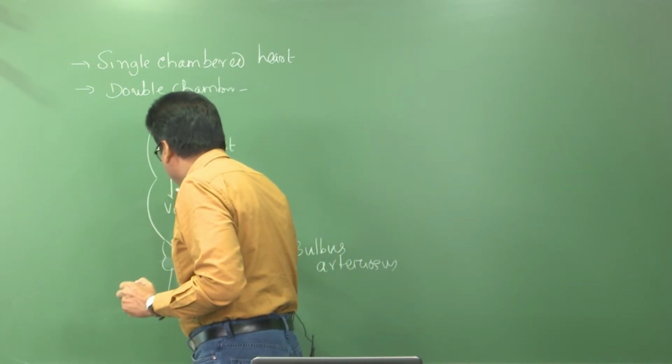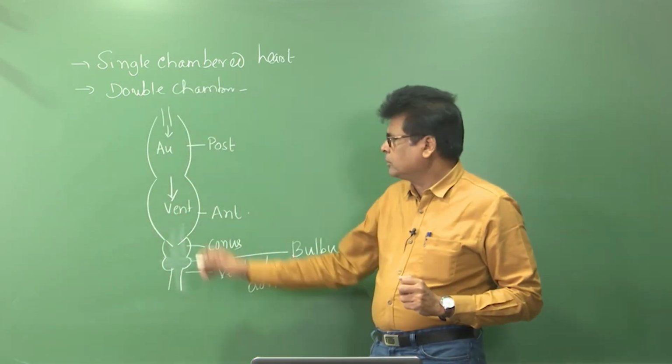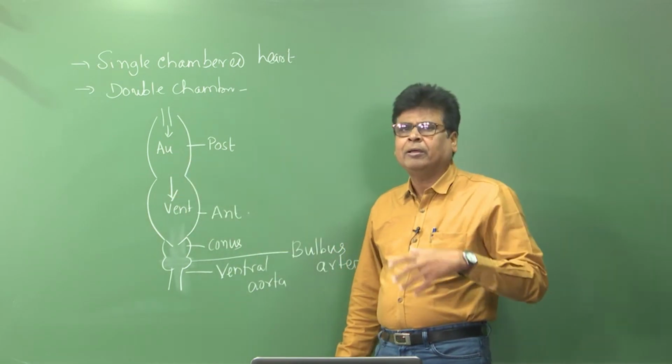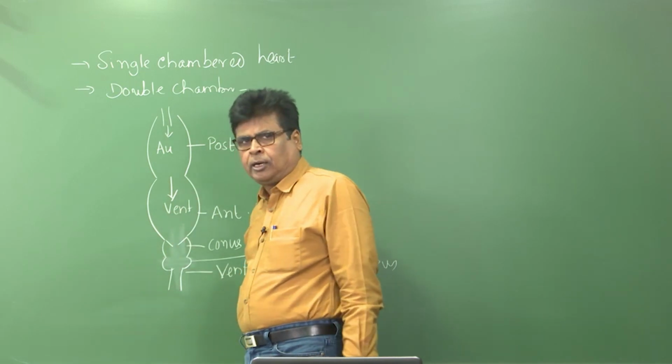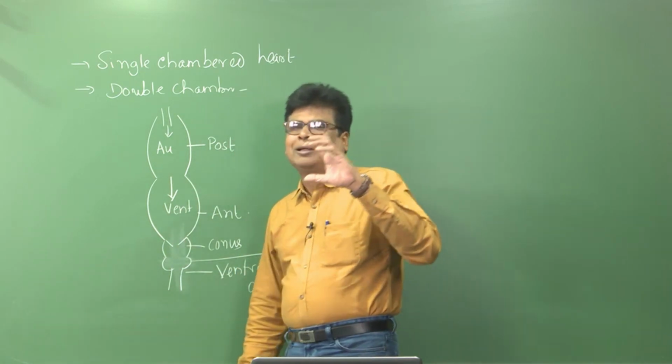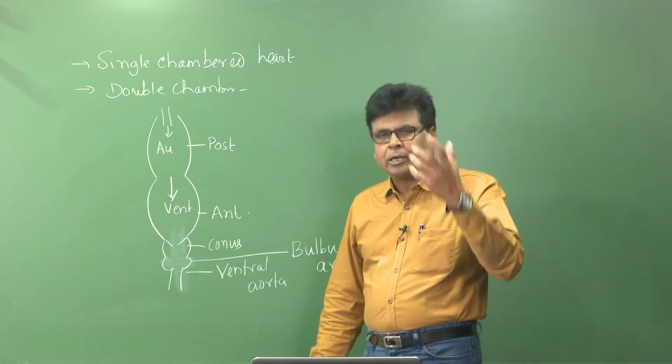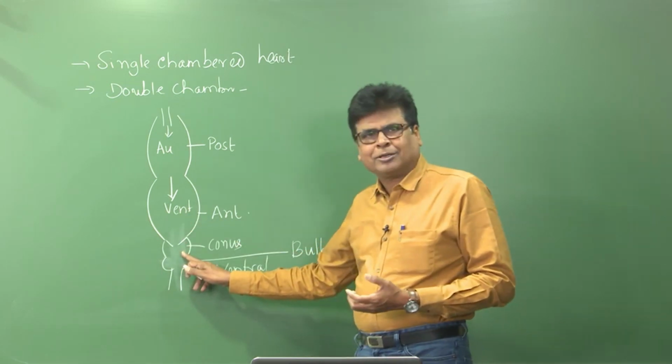This blood will pass into the ventricle, because this is a one way path, as I told you during my first session. Once the blood enters the ventricle, the ventricle will contract. When the ventricle contracts, that blood will come to the conus.